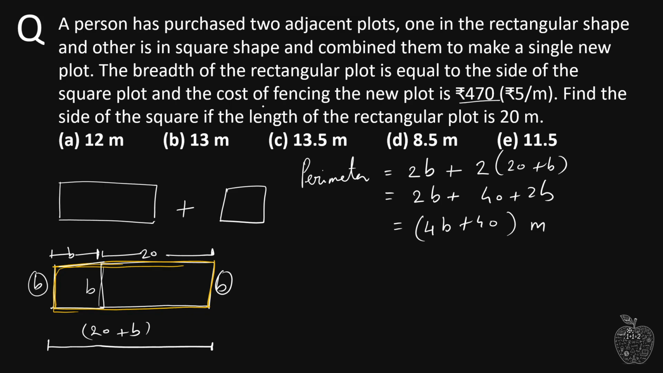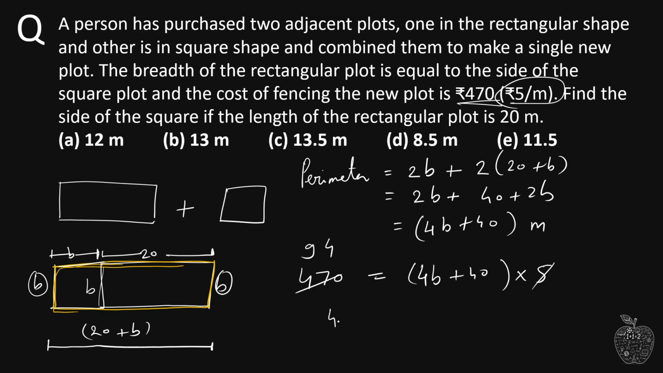Now we are given that the cost of fencing is 5 rupees per meter, and we know 4B plus 40 meters is to be fenced, so we multiply this by 5. This will give me the cost of the entire fencing. Now we know that the cost of fencing is 470, so instead of writing this, we'll write 470, and now we'll solve this equation. So we'll get 5 9s are 45, 5 4s are 20.